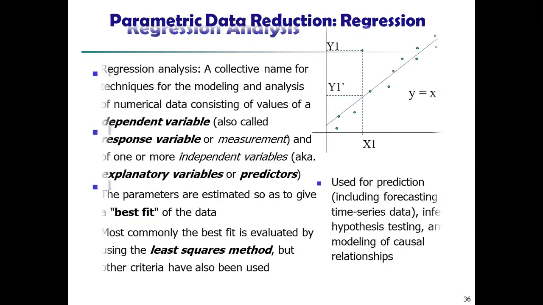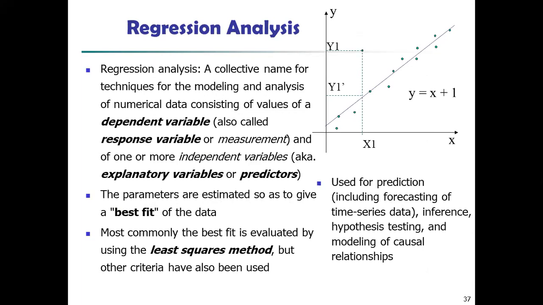In the parametric methods, we have regression analysis. What does regression analysis mean? It is a collective name for techniques for the modeling and analysis of numerical data consisting of values of dependent variables, also called response variables, and independent variables, or predictors. The parameters are estimated to give the best fit for the data. Most commonly, the best fit is evaluated using the least squares method.